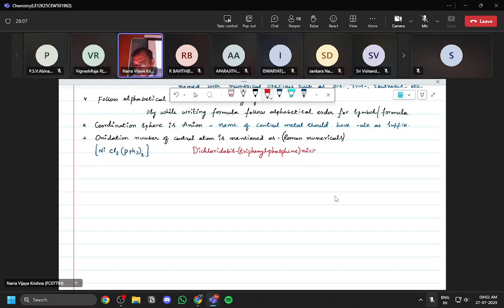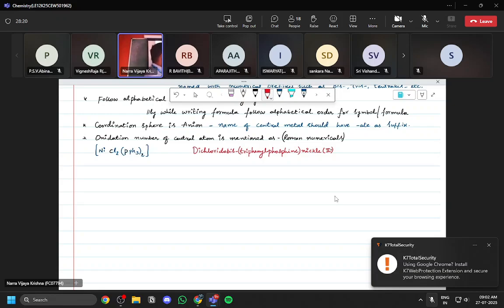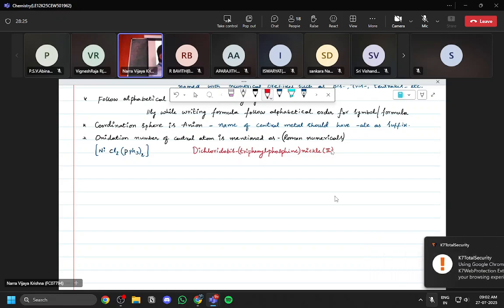So nickel in brackets oxidation number. Triphenyl phosphine is neutral. Chlorine is -1. So nickel must be +2. Right? When you are separating two numericals, I need to use hyphen, parenthesis. There is no space. First letter must be capital. All these rules are as usual for organic compounds also. So no need to mention them.